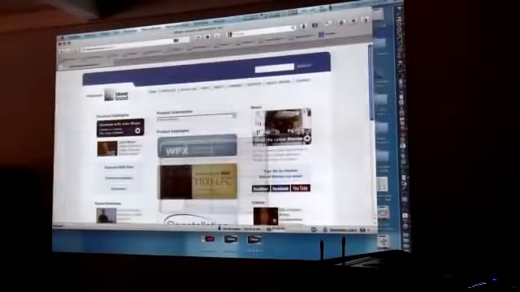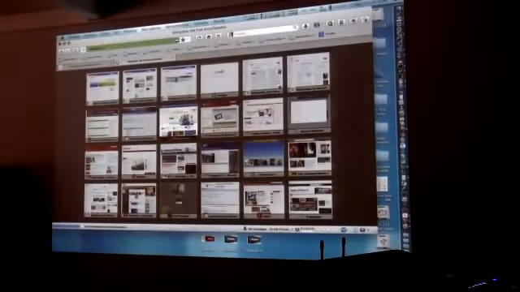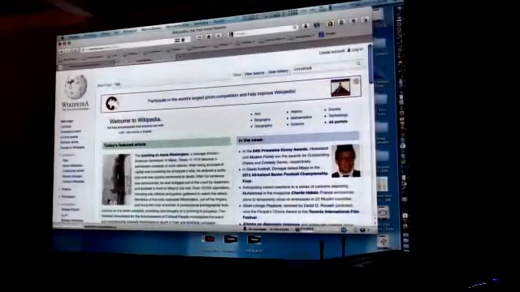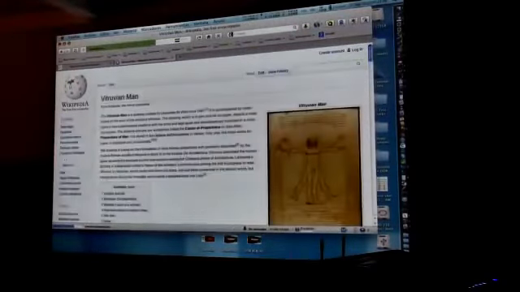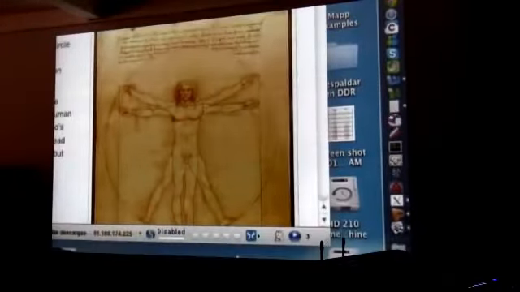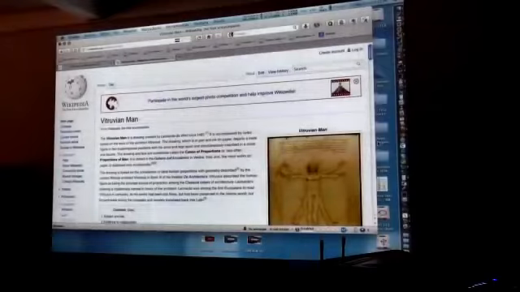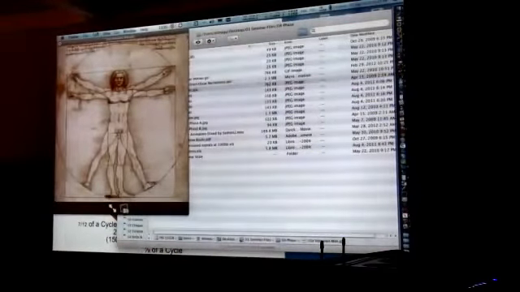Let me show you a small trick. Okay. This is a drawing from Leonardo da Vinci, the Vitruvian Man. I don't know if you have seen this drawing. It's kind of famous. I have it here.